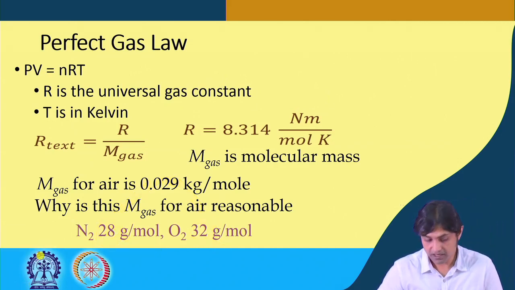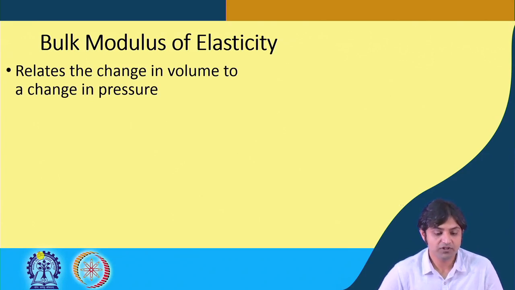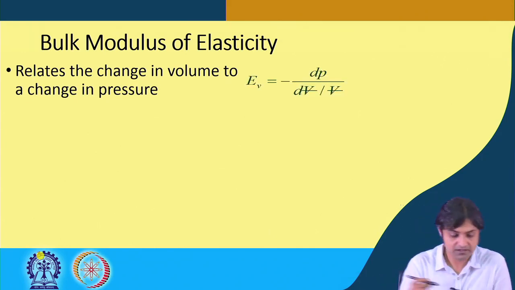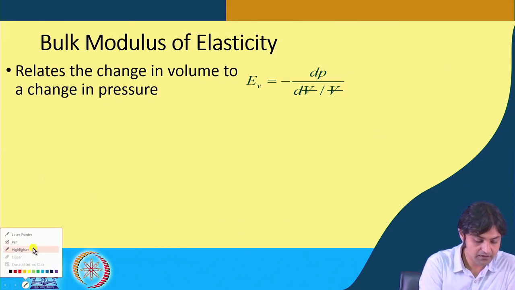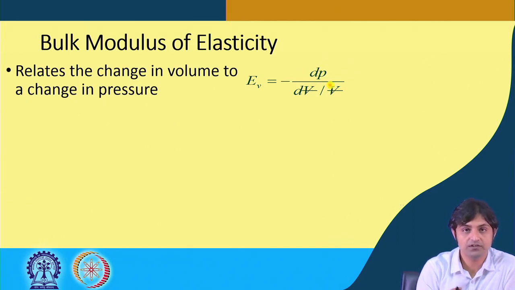So proceeding to the next slide, one of the other important properties in terms of gases is the bulk modulus of elasticity. So what does bulk modulus of elasticity do? It relates the change in volume to the change in pressure. So bulk modulus of elasticity is defined as, you see, Ev is minus dP divided by dV by V. This is the definition of bulk modulus of elasticity.